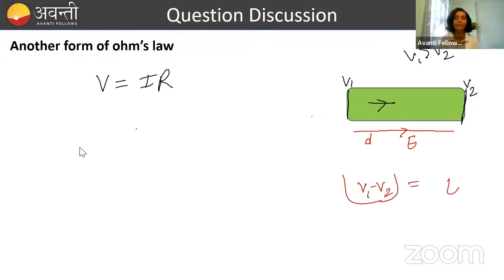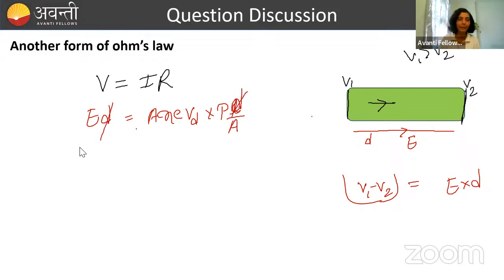It can be written as electric field into distance between them, E into D, है ना? तो यहाँ पे V को हमने ED लिख दिया, I को you can write as nEAVd, R को क्या लिख सकते हो आप, rho L by A. Again, this L is this L, so it is written as T. Now here D will get cancelled, A will get cancelled. What you are going to get?